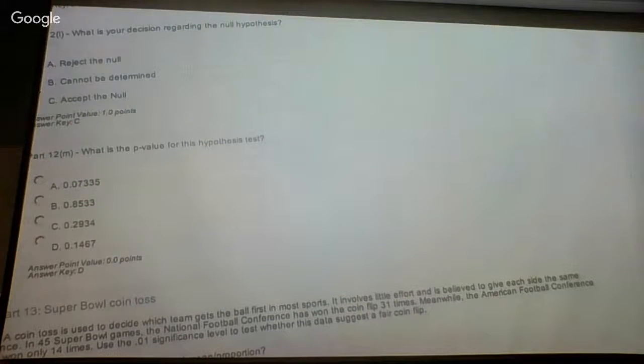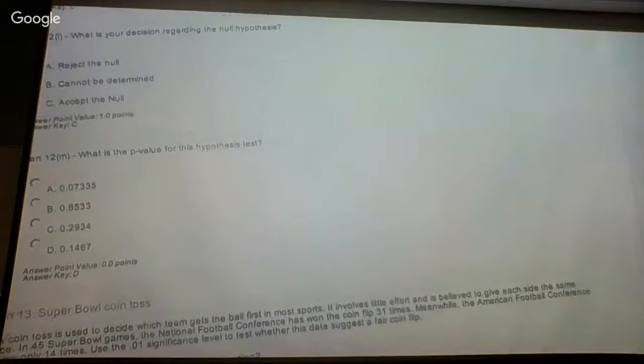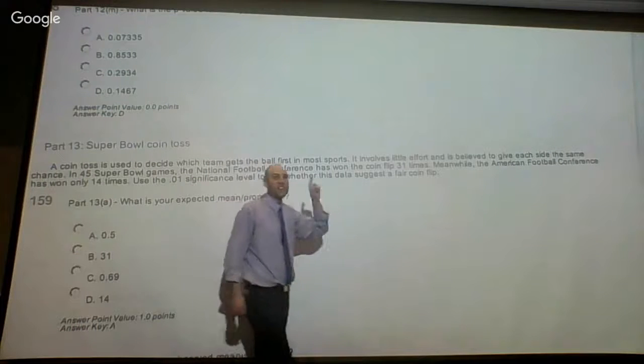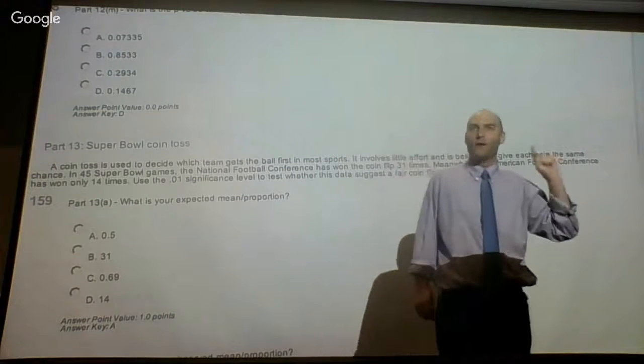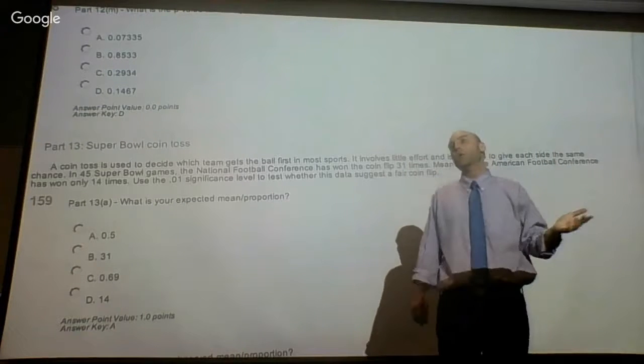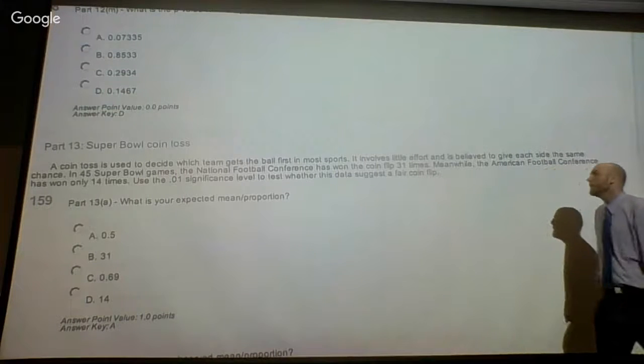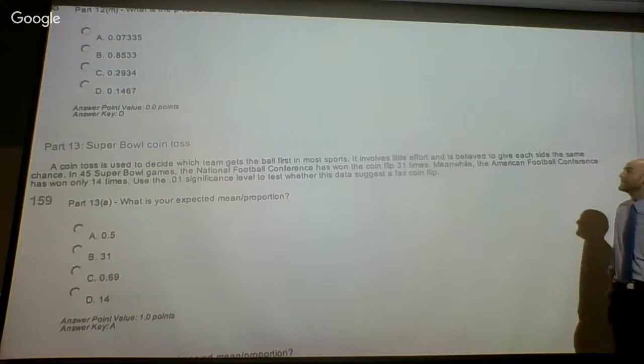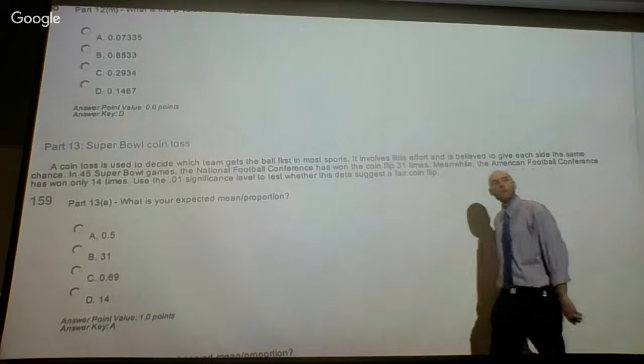Super Bowl coin toss. Let's do this one. Finally. A coin toss is used to decide which team gets the ball in most sports. It involves little effort and is believed to give each side the equal chance, or the same chance. Sorry for dropping a word in there. In 45 Super Bowl games, the Super Bowl always pits the National Football Conference against the American Football Conference. The NFC has won 31 out of the 45 coin tosses, whereas the AFC has only won 14 out of the coin tosses. Using the .01 significance level, test whether or not this is a fair coin flip.